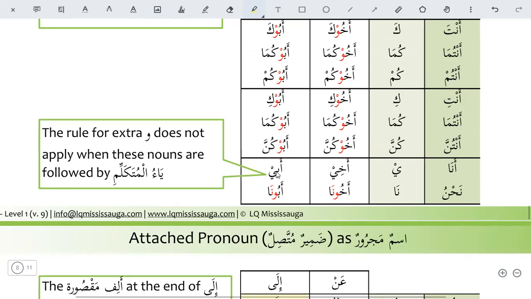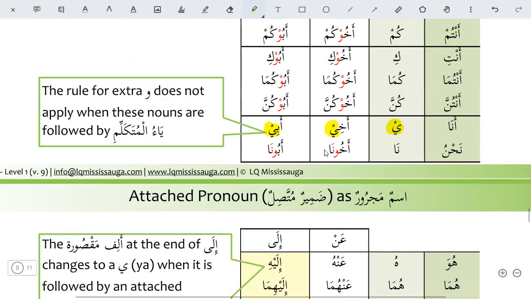Akhi and abi. The rule of the extra vowel doesn't apply when these nouns are followed by ya mutakallam. If akhun and abun are mudaf with ya mutakallam, first person ana, then we don't add an extra vowel. Akhi, abi, here is no extra vowel. Except for first person singular, with all the other pronouns we add an extra vowel. Akhuna, abuna.